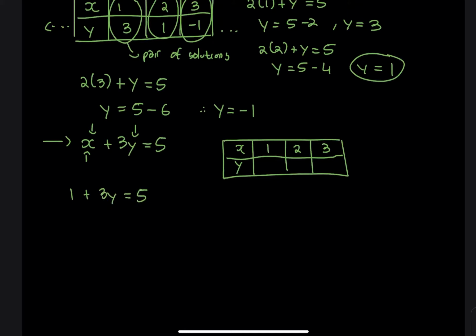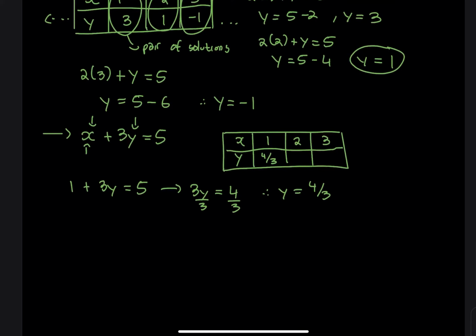Now we can solve for y. We will get 3y is equal to 4, and therefore, dividing both sides by 3, you get y is equal to 4 over 3. Now let's plug in 2 for x.